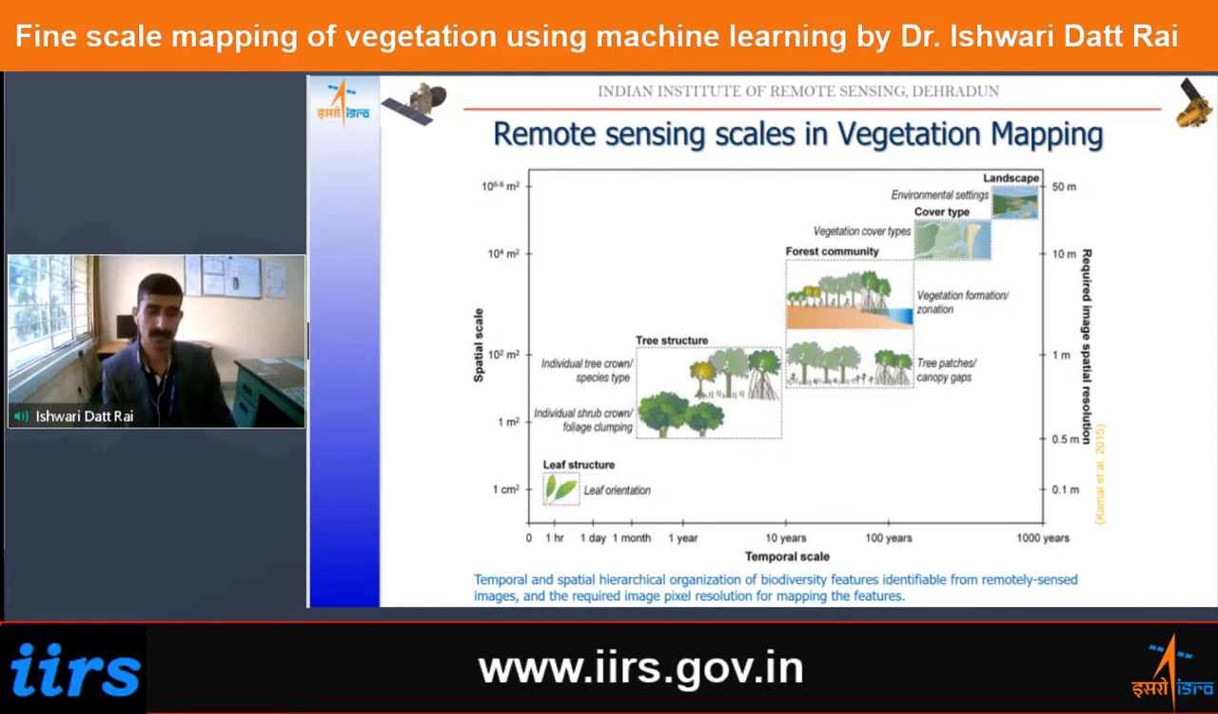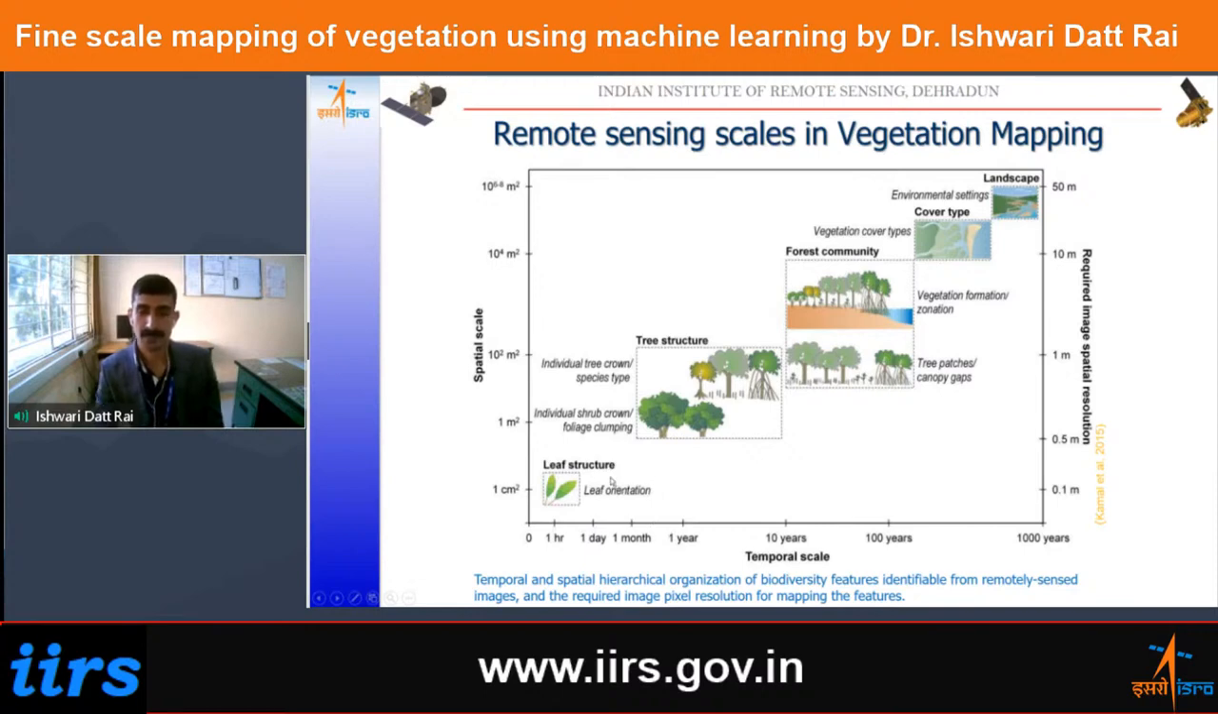So this spatial information on distribution, composition, and condition of biodiversity elements of different ecosystems at appropriate spatial scale is essential to support the management of these ecosystems and their biodiversity. This diagram basically depicts the temporal and spatial hierarchical organization of the biodiversity elements and the appropriate image spatial resolution required to characterize these elements. For a leaf level, you will need very high temporal and very high spatial resolution data because this is highly dynamic and it changes at a very rapid scale, in rapid time.